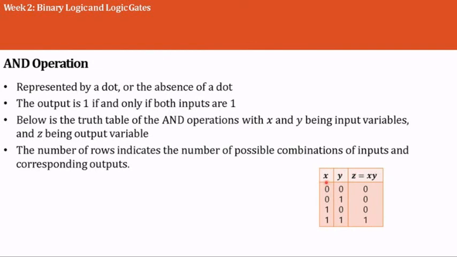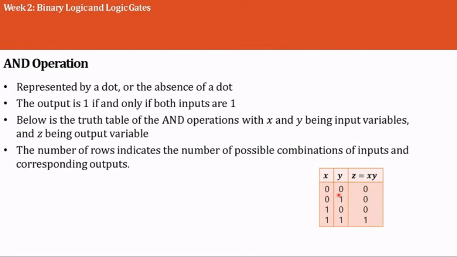Looking at this table, again, we have the inputs X and Y. Since we have two inputs, we use the formula 2 raised to n, wherein n is the number of inputs. In our example, we have two inputs which are X and Y. So 2 raised to 2 is 4. Therefore, we have 4 possible combinations. And let us look at each possible combination.